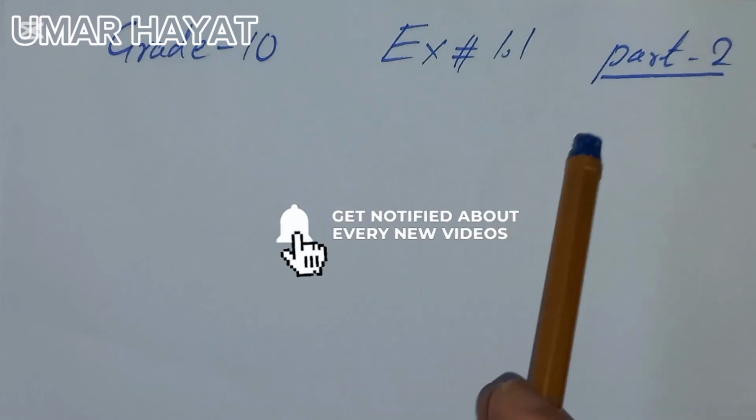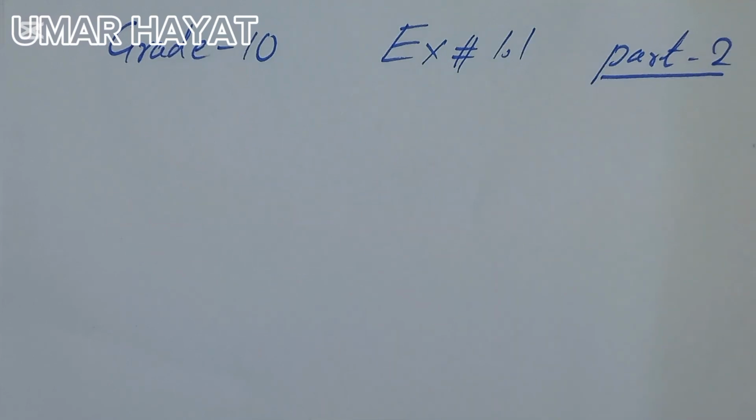This is the part 2 of this exercise. In this video we will discuss how we can divide two complex numbers and how we would convert this number into a plus b iota form.